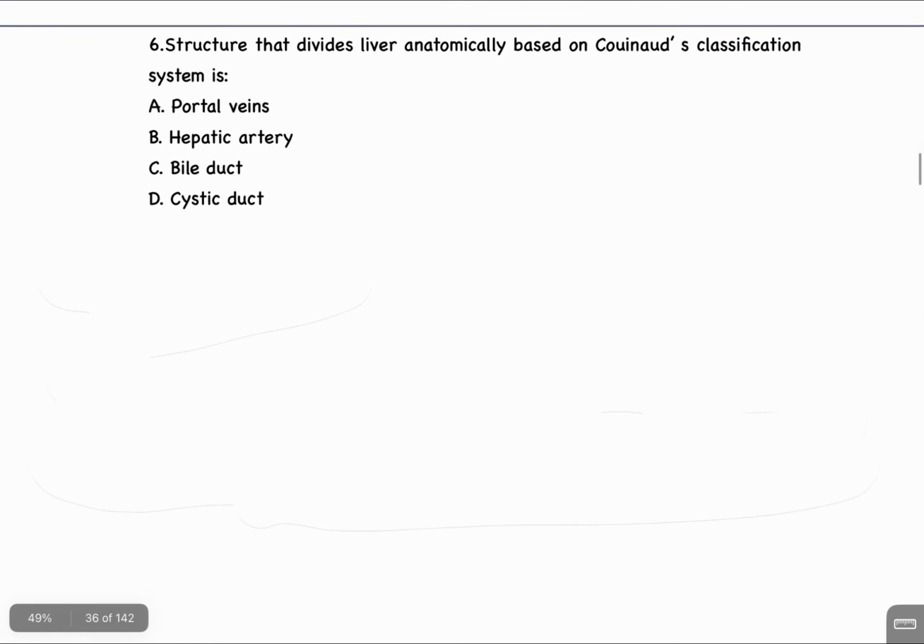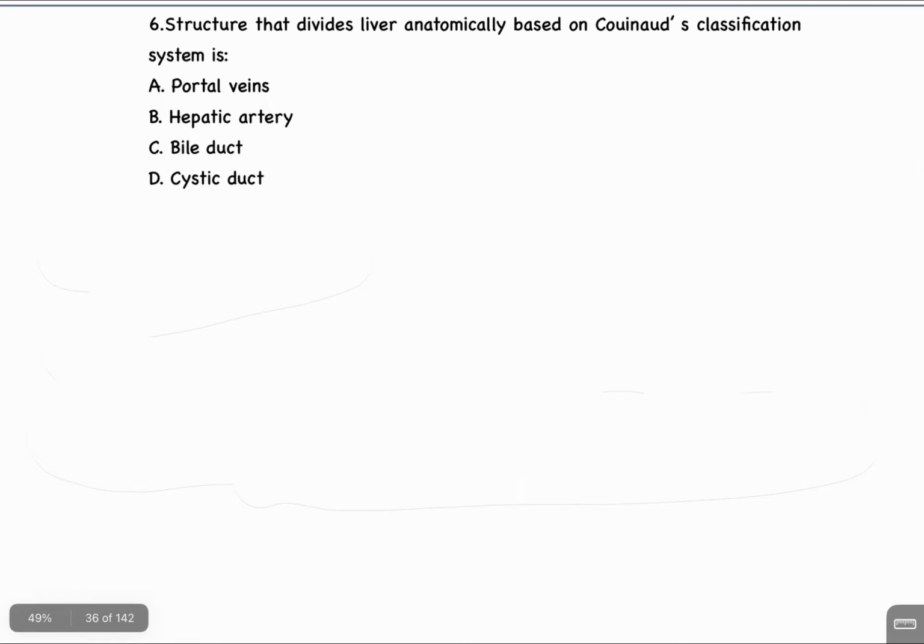Question number 6. Structure that divides liver anatomically based on Couinaud's classification system. A. Portal veins. B. Hepatic artery. C. Bile duct. D. Cystic duct. इसका आंसर है A. Portal vein.